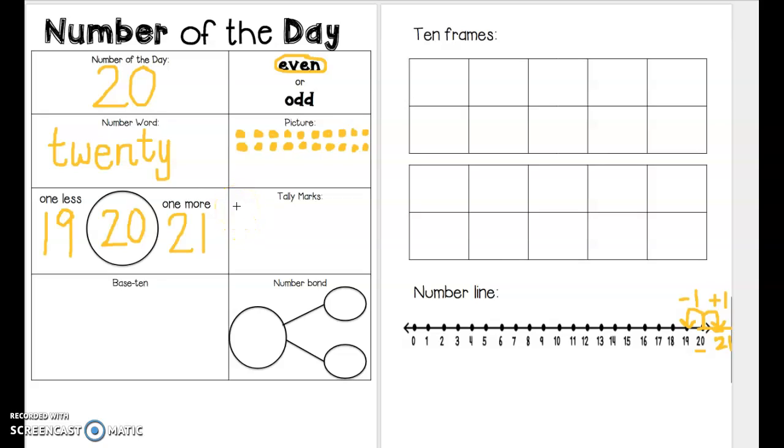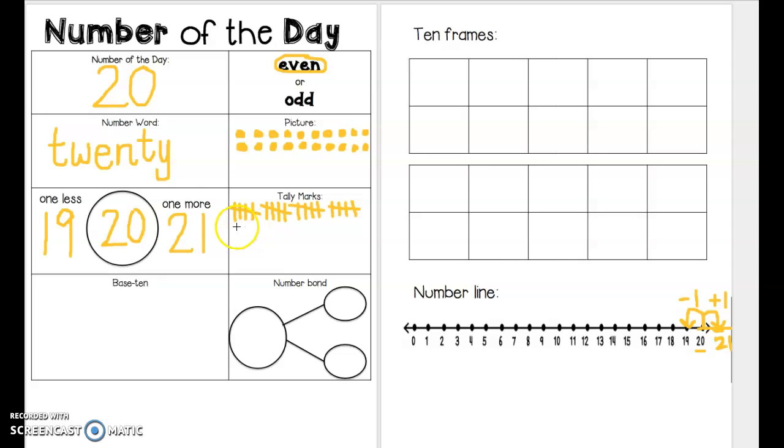All right, so now let's count our tally marks. Remember, for every 5, we're going to cross. So count with me and draw with me. 1, 2, 3, 4, cross 5, 6, 7, 8, 9, cross 10, 11, 12, 13, 14, cross 15, 16, 17, 18, 19, cross 20.